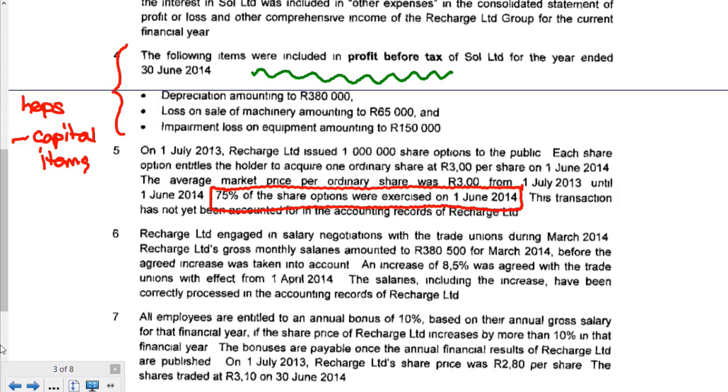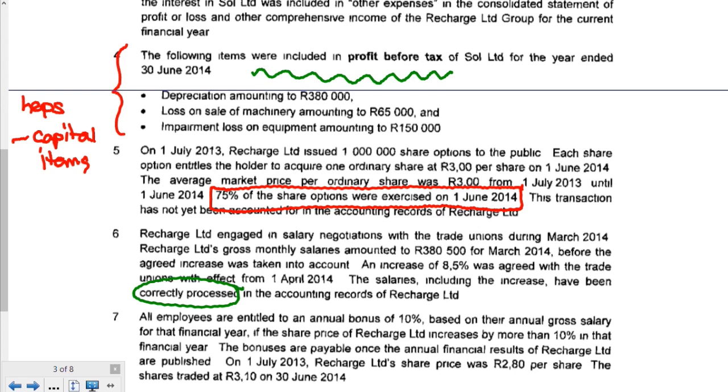I still have yet to see employee benefits. Okay, Recharge engaged in salary negotiations with the trade unions during March. The gross salaries amounted to this before the agreed increase. An increase was agreed with the trade union. The salaries, including the increase, have been correctly processed in the accounting records. Okay, so there's nothing to do there.